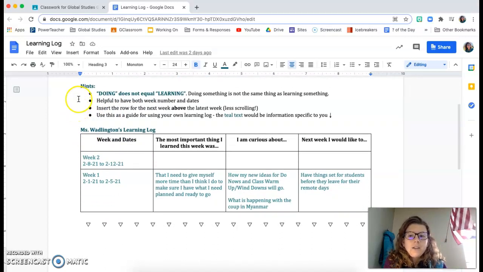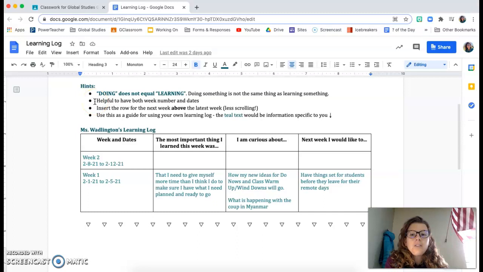When you're filling this out, some hints right here. Doing something does not equal learning. Doing something is not the same thing as learning something. Sometimes they are indeed the same, and you can do or participate or engage in activity and genuinely learn something or learn about something, but just because you do it doesn't necessarily mean that you learn it.